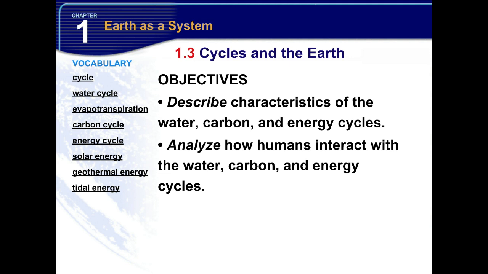Now, in section 1.3, Cycles of the Earth, we're going to be looking at what a cycle is, what a water cycle is, evapotranspiration, carbon cycle, energy cycle, solar energy, geothermal energy, and tidal energy. Our objectives in this section include describe characteristics of the water, carbon, and energy cycles. Analyze how humans interact with the water, carbon, and energy cycles.